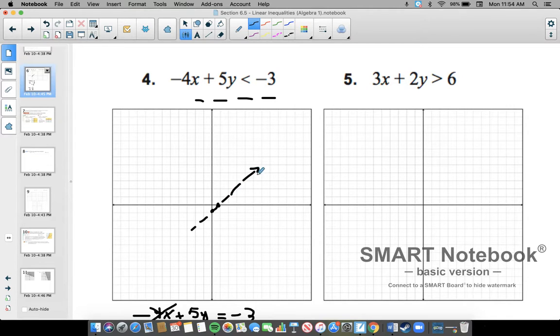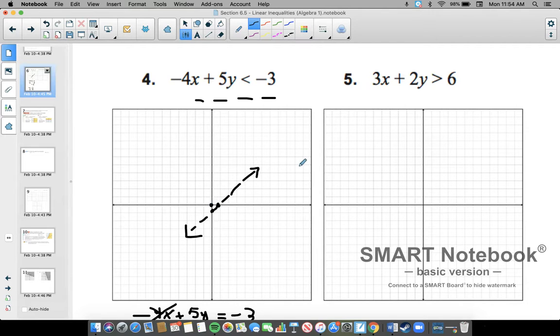That's where you tell someone exactly where something goes. This is an estimation, so I went through my 2 points. I'm relatively in the right area. Last step, same as the last one. We have to find where the shading is, where all the solutions are. Therefore, I'm going to pick a test point.